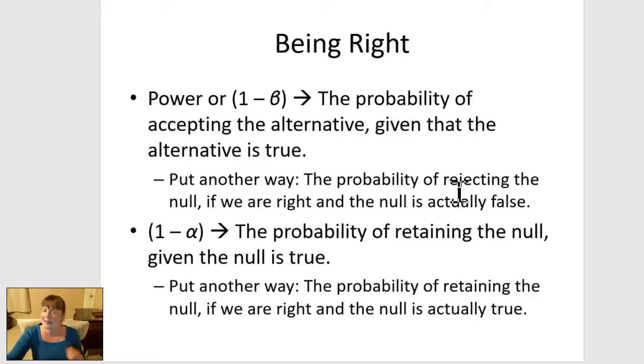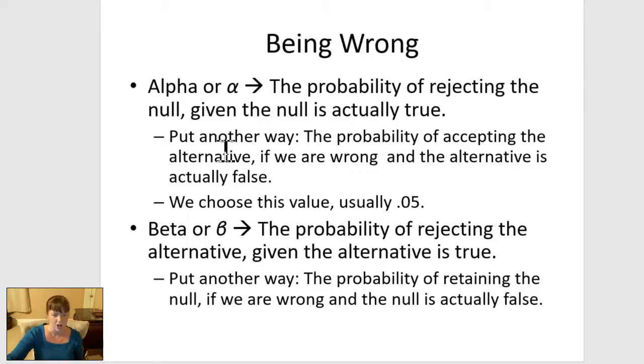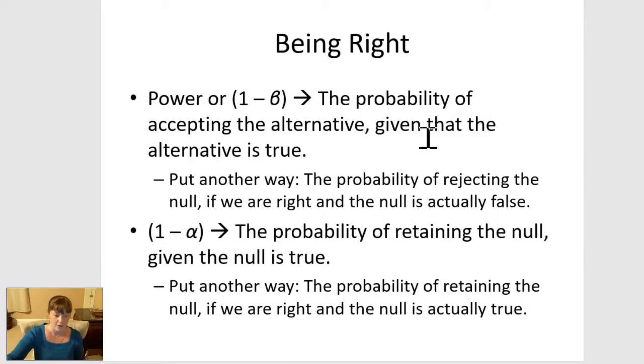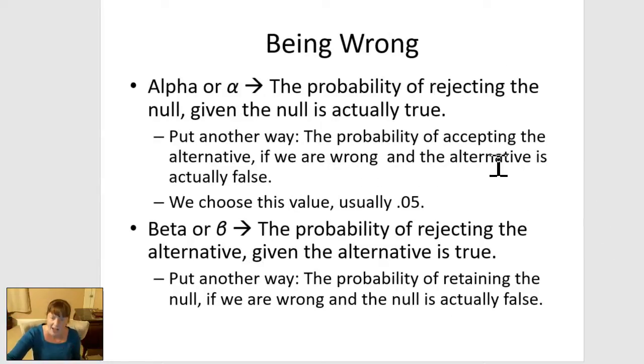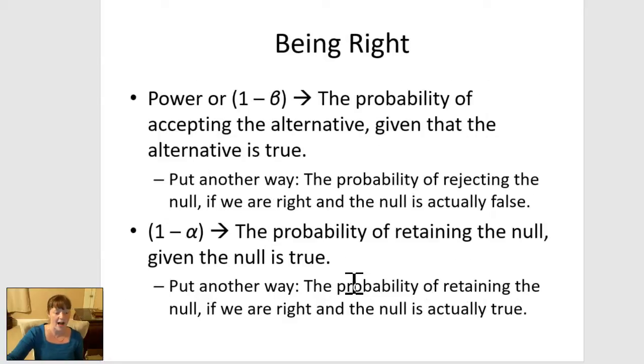And so let's say you're going to reject the null hypothesis. You're either making a mistake and the probability is alpha, or you are making the right decision and the probability of that is power. But let's say you are failing to reject the null. That could be a mistake. The probability of that is beta. Or that could be a correct decision, and the probability of that is 1 minus alpha, right?